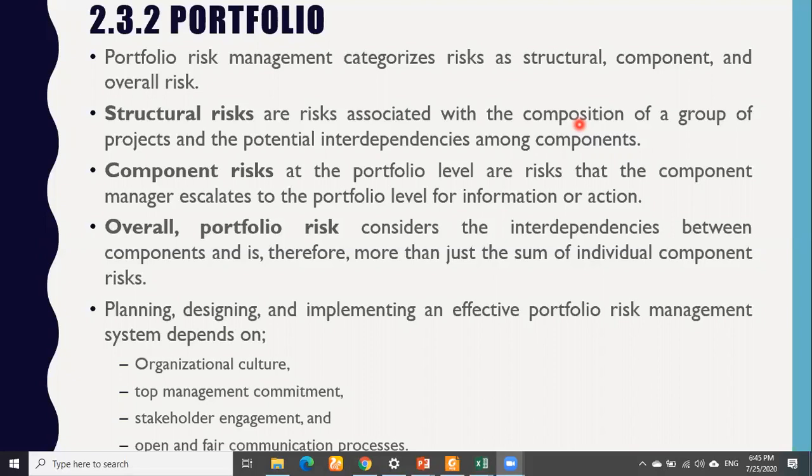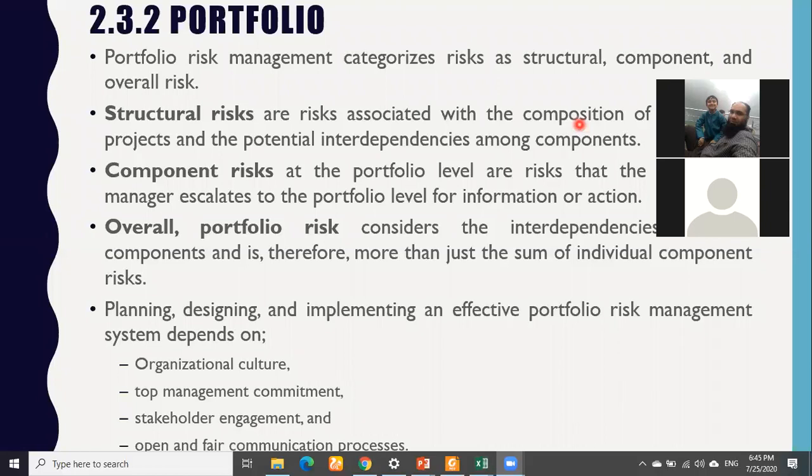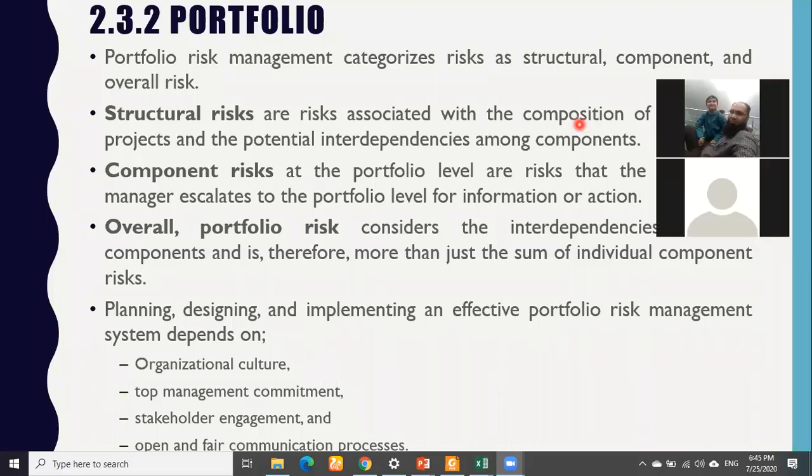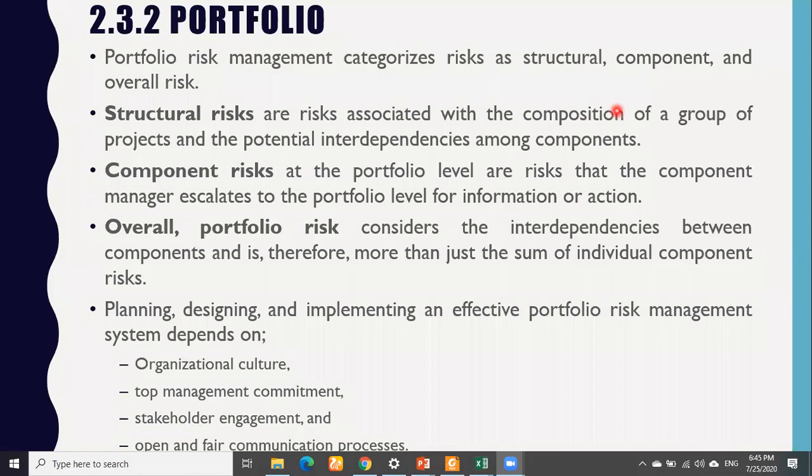Sir, what type of components? Components, for example, program components and then projects as components. So in the structural level of the portfolio, all of these programs will become components for the portfolio. Whenever we are gathering these components in one group, we have to see what the composition is, how they are connected with each other, and how they work with each other.